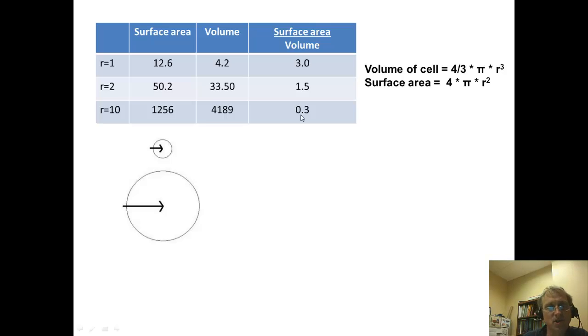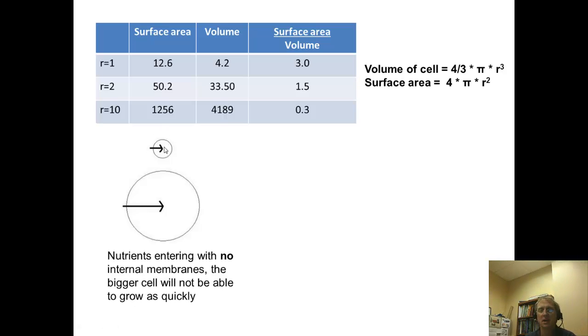We can sort of see this illustrated right here. If we imagine 2 perfectly round cells, all the nutrients that this cell has to take in order to get bigger have to come in through the surface, through the outer membrane of this cell. Because this larger cell has a smaller surface area to volume ratio, it can't take up nutrients as quickly or as rapidly as the smaller cell can. So with nutrients entering a cell with no internal membranes, the bigger cell down here is not going to be able to grow as quickly. It's going to grow much more slowly.